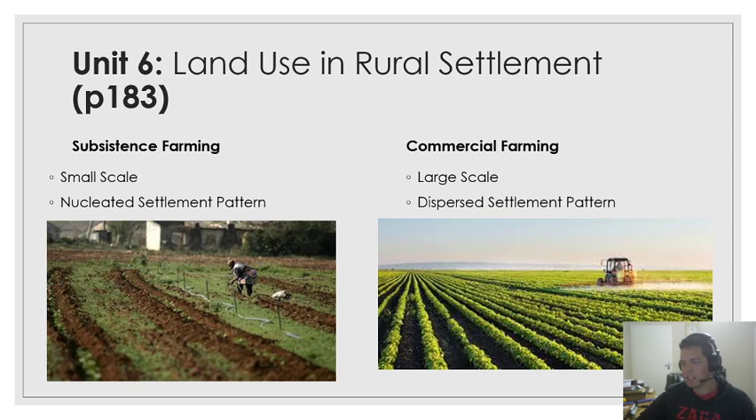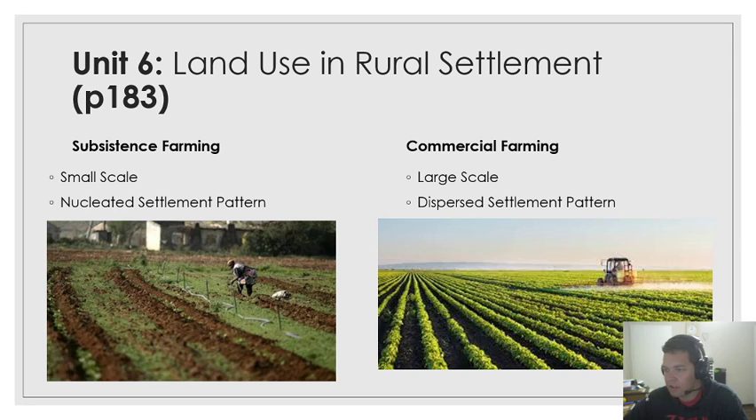Okay, so let's look now at the final unit, which is land use in rural settlements, in terms of subsistence versus commercial agriculture. The land use that we find in rural areas will either be subsistence or commercial. And you learned a long time ago that subsistence means growing food for yourself and your family, and maybe making a bit of extra money selling that food at a market. Whereas commercial farming is strictly for profit, and it has vast tracts of land.